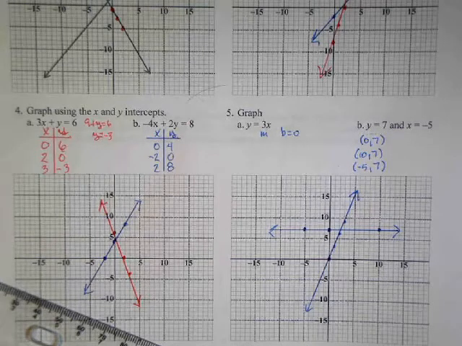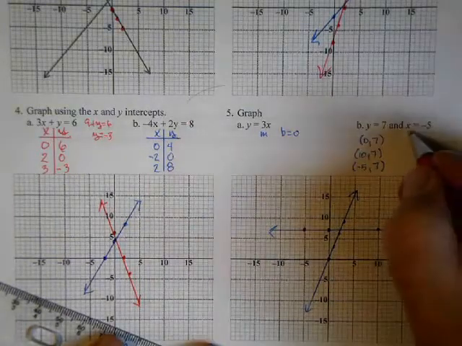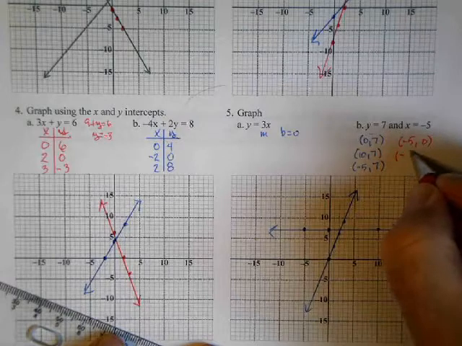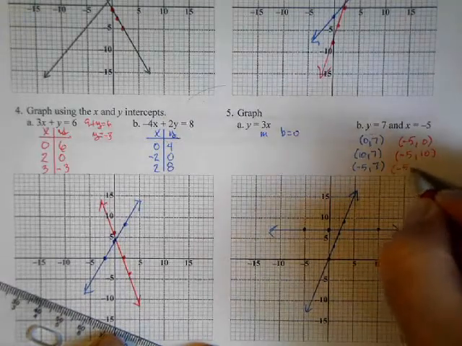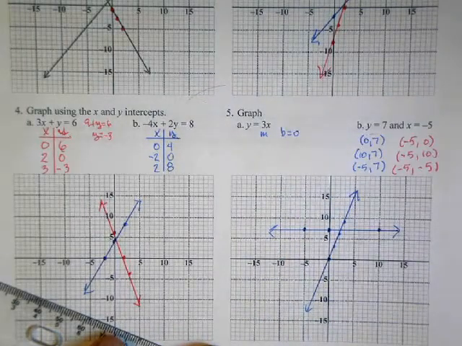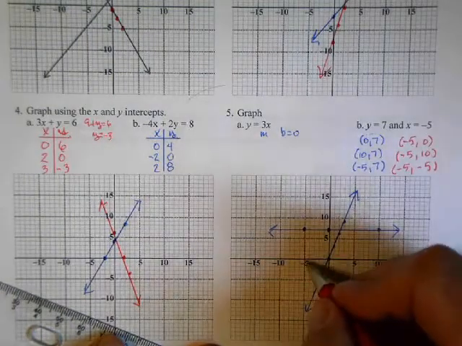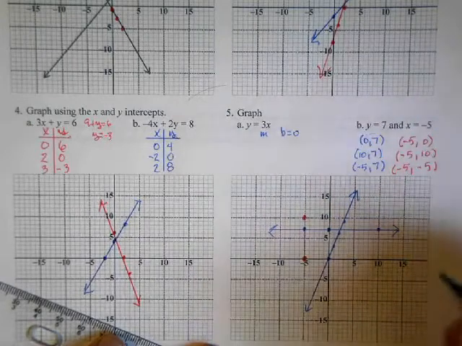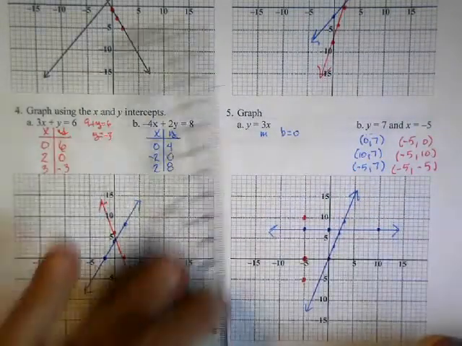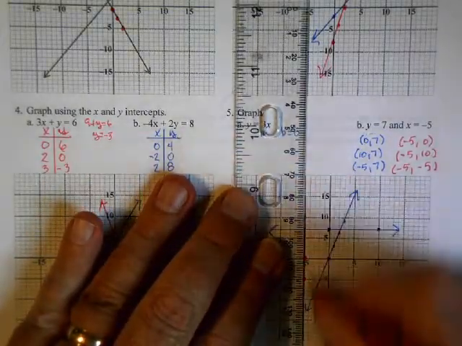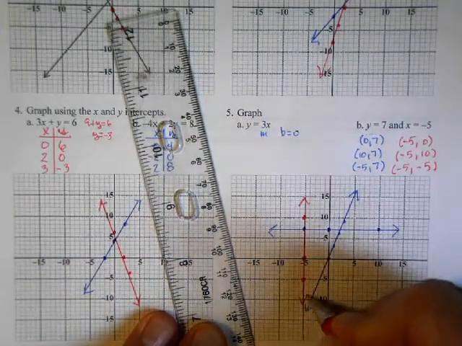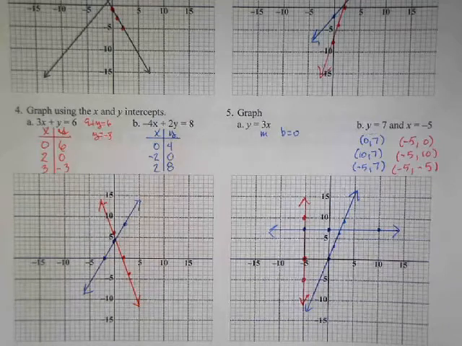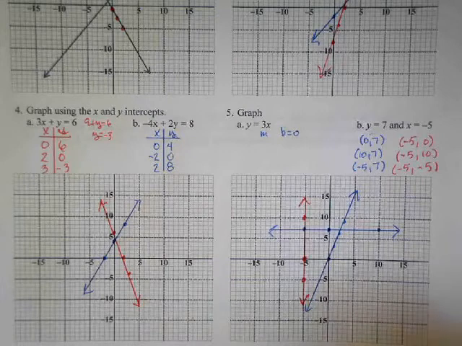In a similar form, the second one, x equals negative 5, well, that tells me what x is, but does not tell me what y is. So, in fact, I can make y anything I want. And so when I plot those, x is negative 5 and 0. Well, that's going to be right here. X negative 5 and 10, that's up there. X negative 5, y negative 5, that's down here. And as you see, they all line up vertically. And so anytime we get just an x equals, we will have a vertical line.